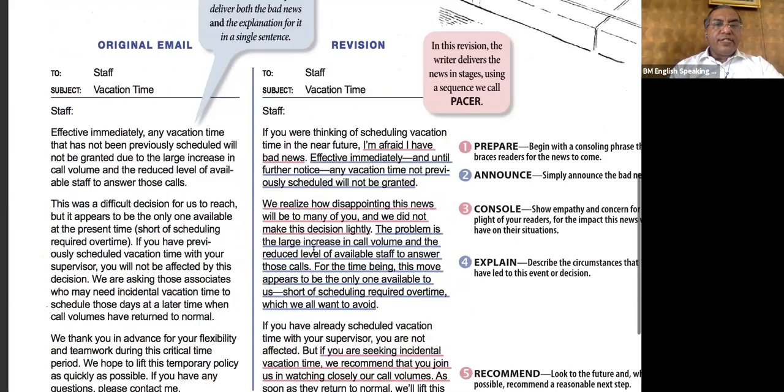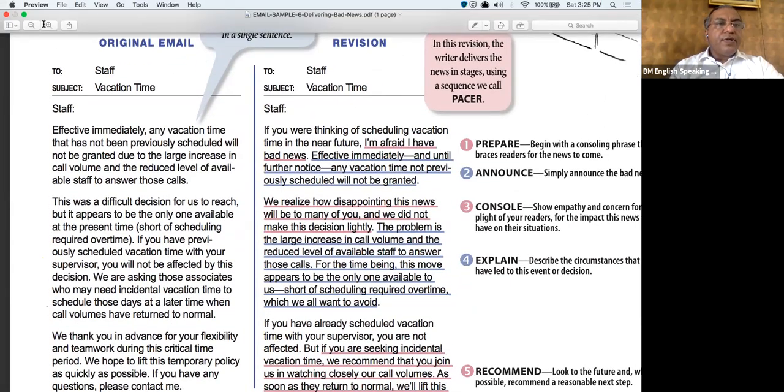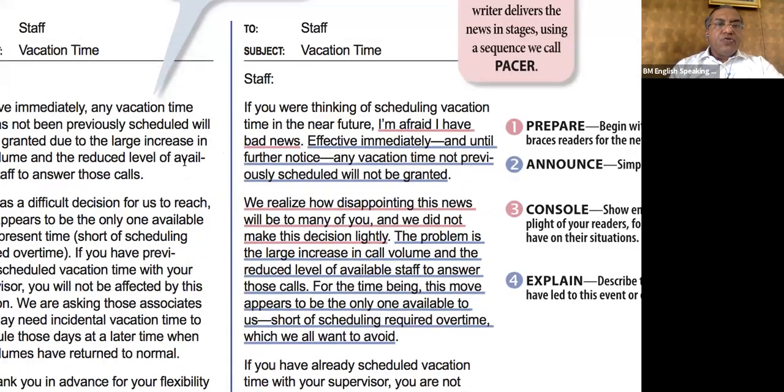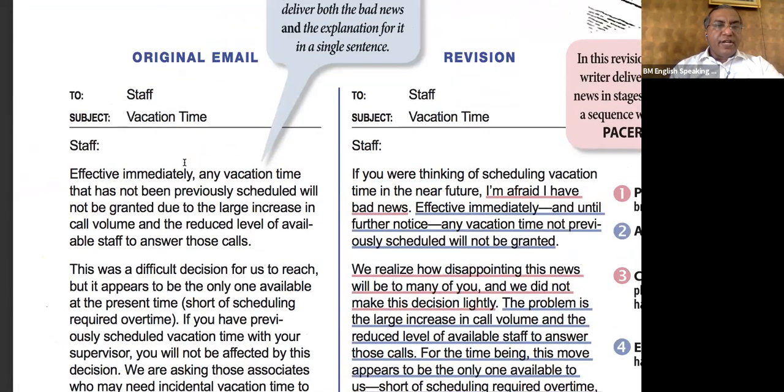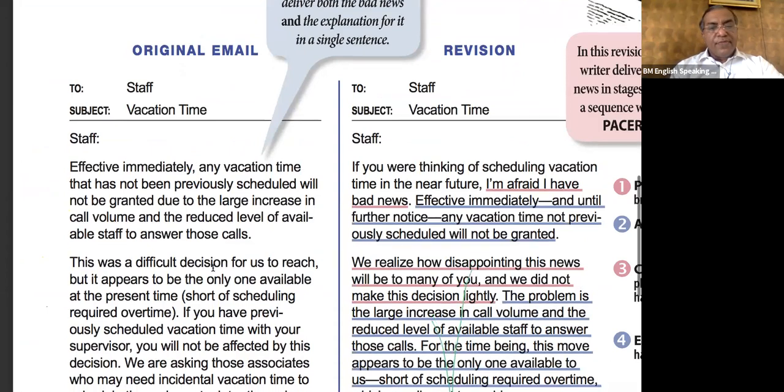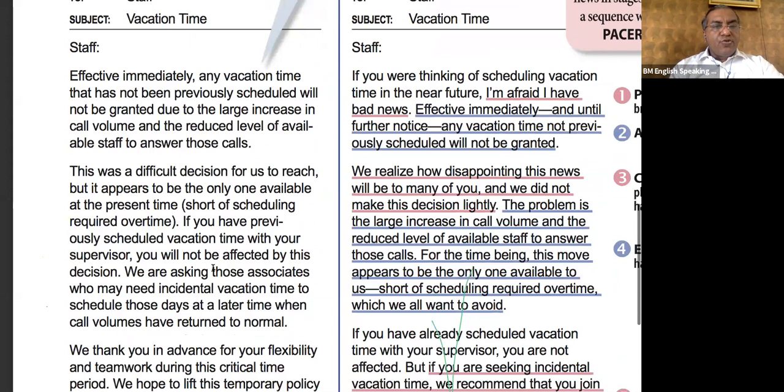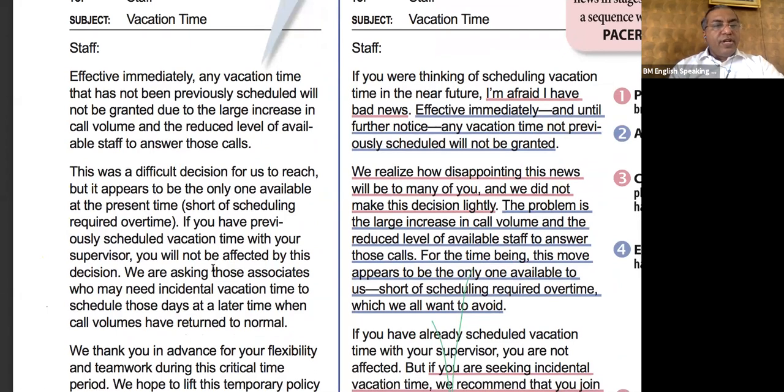Okay. So I'll read this email first. The original email says to staff, vacation time. Effective immediately, any vacation time that has not been previously scheduled will not be granted due to a large increase in call volume and reduced level of available staff to answer all those calls. This is a difficult decision for us to reach, but it appears to be the only option available at the present time, short of scheduling required overtime. If you have previously scheduled vacation time with your supervisor, you will not be affected by this decision.